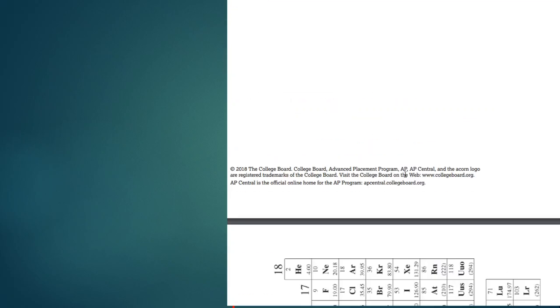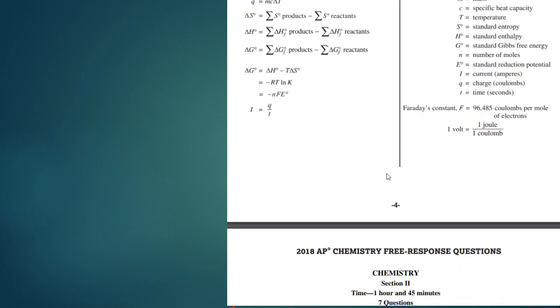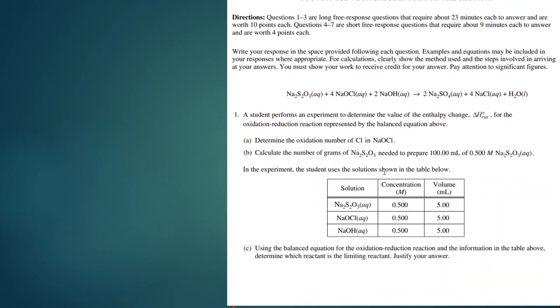Alright, so let's get right into it with question number 1. Question number 1 says a student performs an experiment to determine a delta H reaction for a redox reaction above. 1A says determine the oxidation number of Cl in NaOCl.